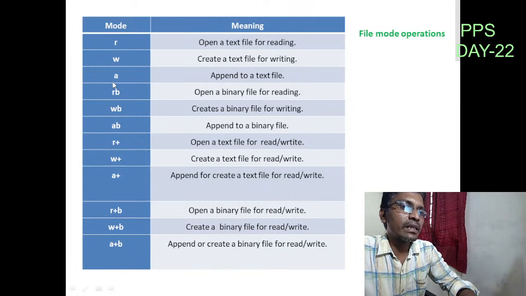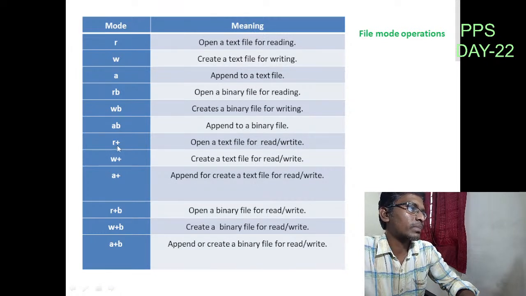At the time of reading a file or creating a file, you have to use these different mode operations. The r mode is used to open a text file for reading. If the file already exists in your computer, you open that text file for reading. w is for creating: if you want to create a new file, you use w, to create a text file for writing. a is for appending to a text file. rb is for reading a binary file, wb for writing or creating a binary file, and ab for appending to a binary file.